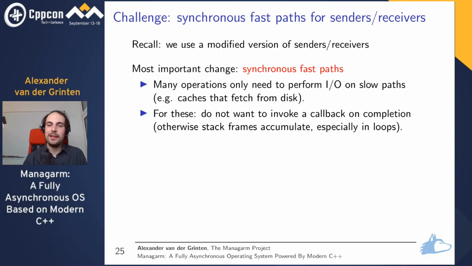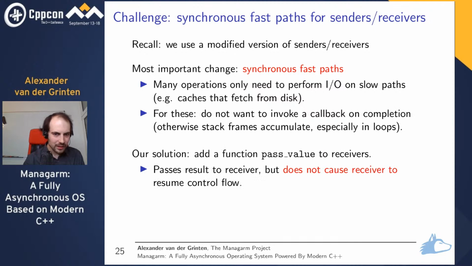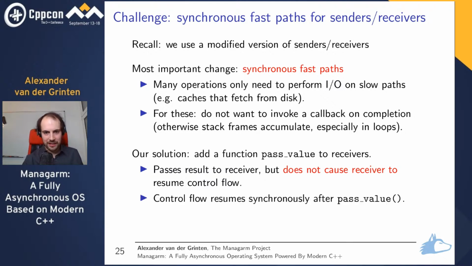And if we do that with senders and receivers, then we invoke chains of callbacks. We always invoke set value, start, and so on. And that quickly accumulates stack frames and runs out of stack space, especially if you do that in loops. If you call such an async operation in a loop, and it actually invokes its callback synchronously, that's a huge problem. So what we do is we have some additional function that does not cause the receiver to resume control flow, but it just passes a value to it. Let's call that pass value.